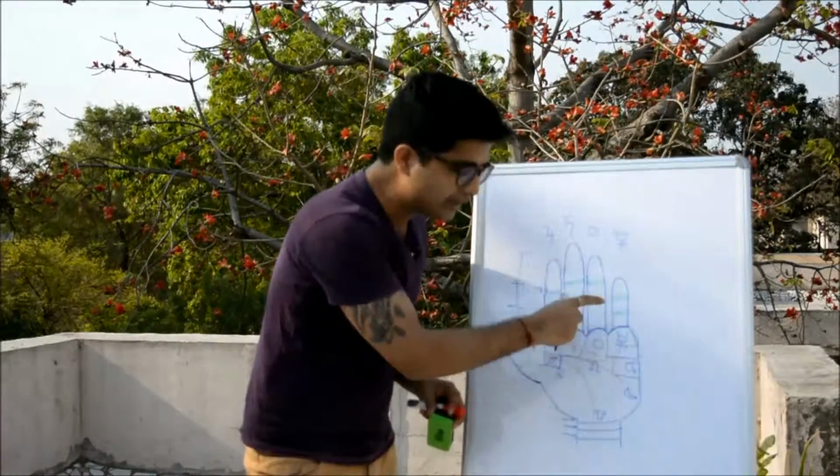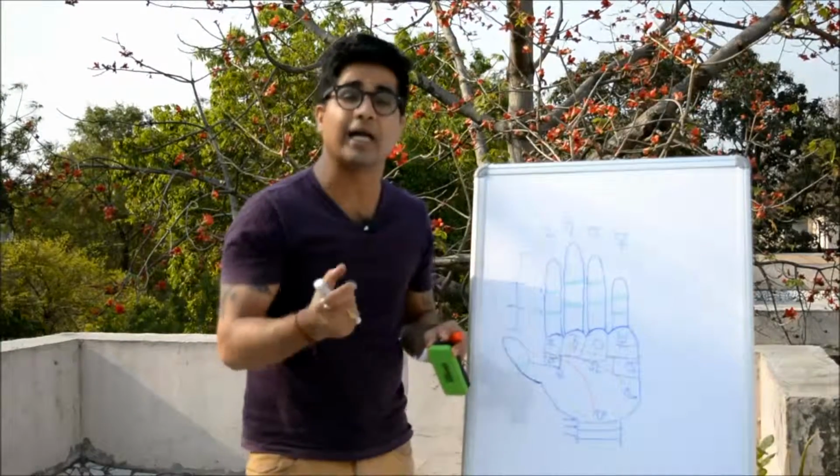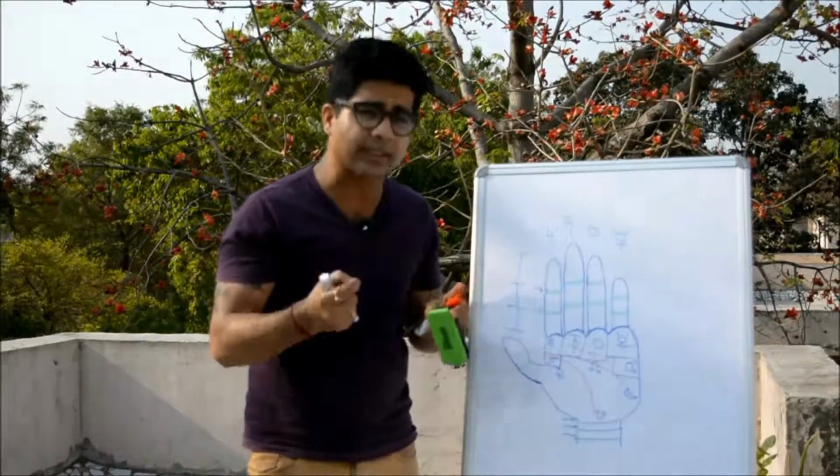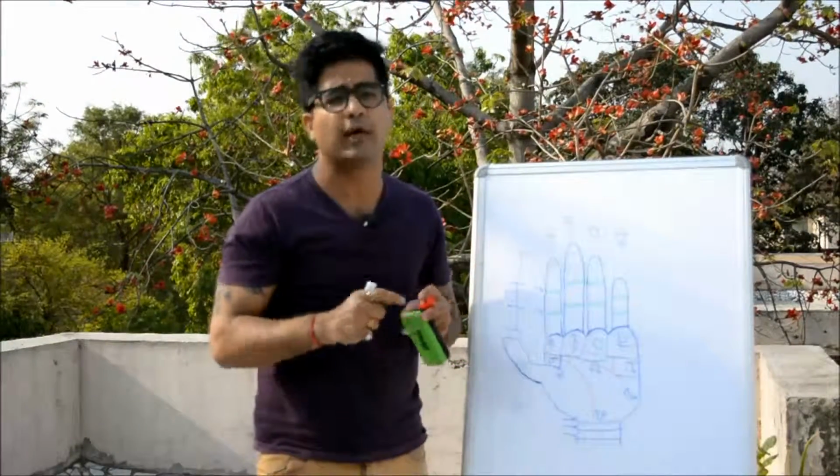And by learning the lines, the significance of the lines, arrival and diminishing of a line, you can get to know about the fortune telling part of a person's life.